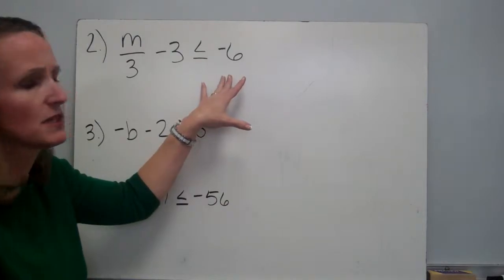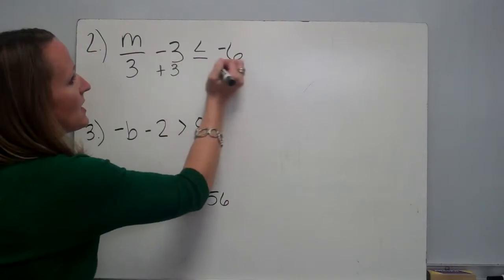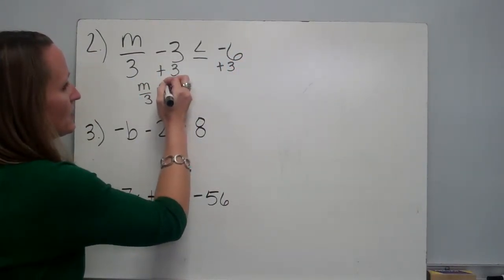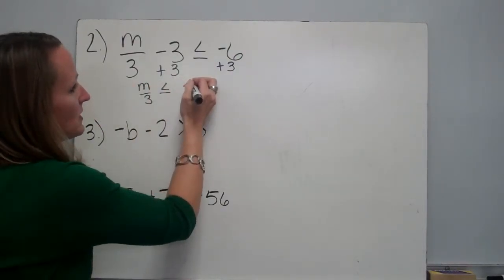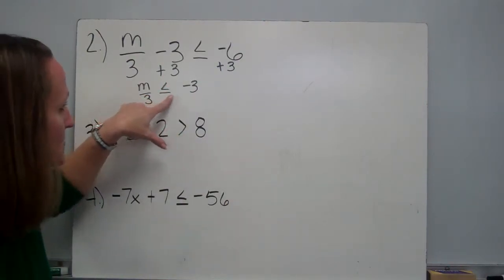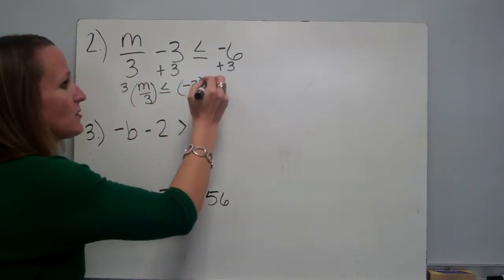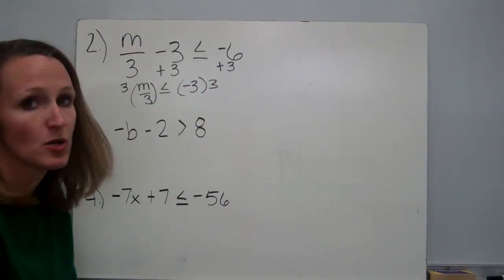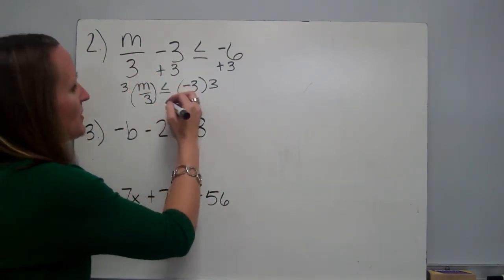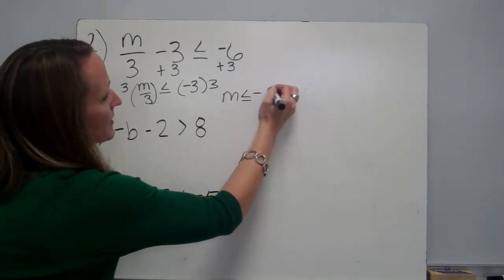This one does have some negatives. Are they going to affect our sign? Well, we're going to add 3 to both sides, which will leave you with m divided by 3 less than or equal to negative 3. So my negative 3 is on this side. Does that affect my flipping? I'm going to multiply both sides by positive 3. So when I multiply by a positive 3, no, I don't have to flip the sign. I end up with m is less than or equal to negative 9.